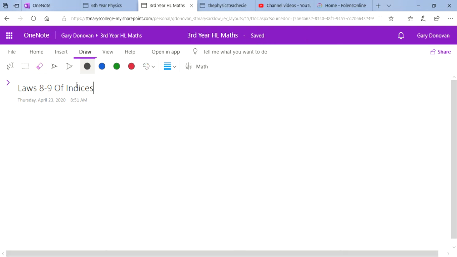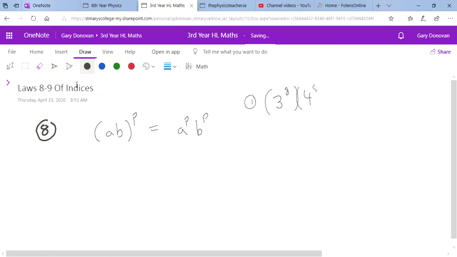So in this video we'll look at laws 8 and 9 of indices. So law 8 first of all, and I'll just change the thickness of the pen, is any number a multiplied by another number b all to the power of p is the same as a to the power of p multiplied by b to the power of p. So an example of that would be you might have 3 to the power of 8 multiplied by 4 to the power of 8.